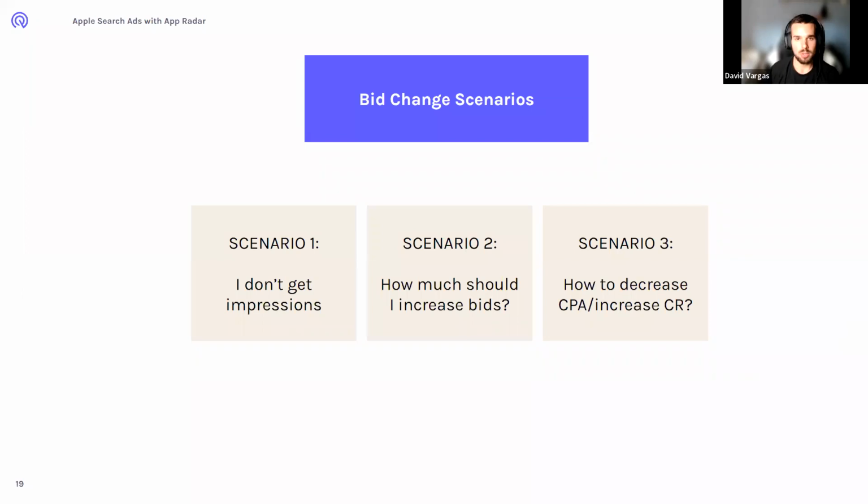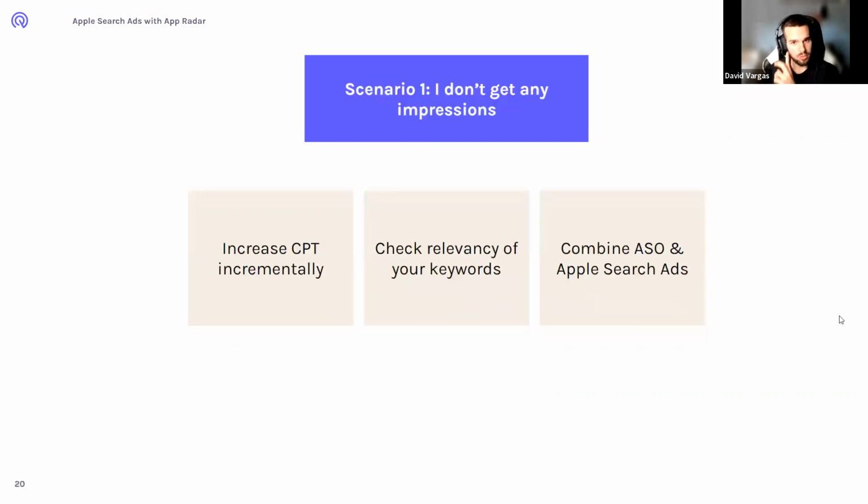Cool. Now let's jump into the optimizations. In this case, it's quite clear. We are going to play with three scenarios that maybe you already encountered at some moment. The first one is what happens if I don't get impressions for the keywords that I have in my campaigns. The second one is how much I should increase the bids depending on my goals. And the third one is how to decrease the CPA or increase the conversion rate of the campaigns. Cool. Let's jump into the first one.